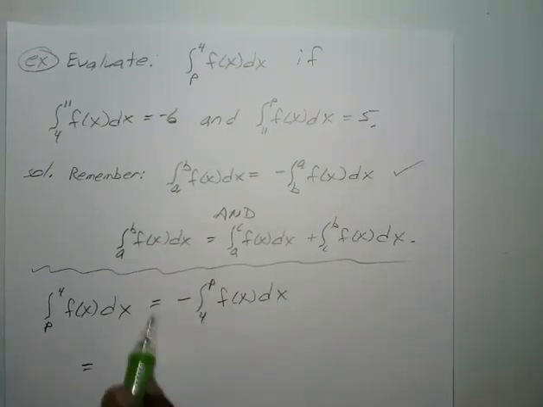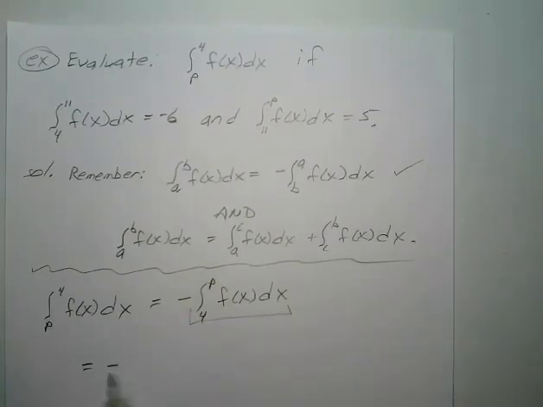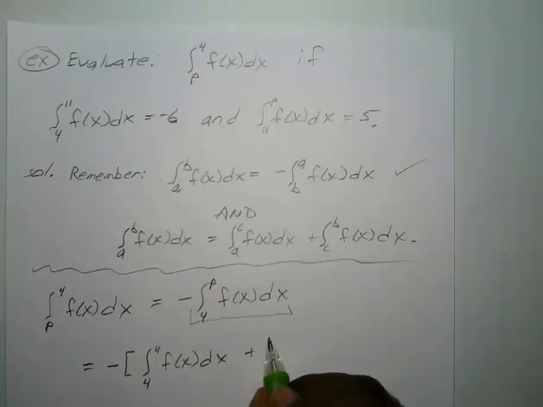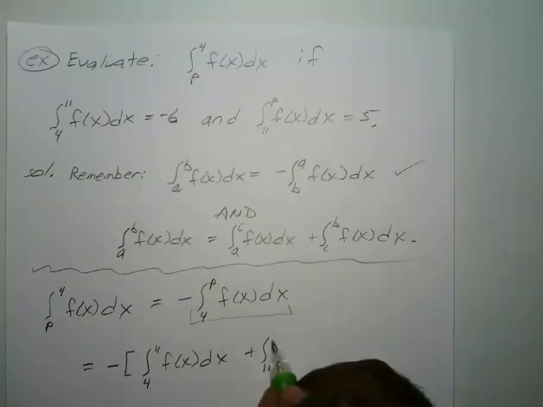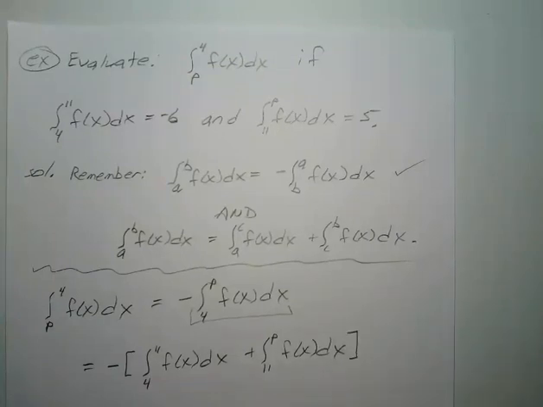So what we're going to do is just kind of move that over a little bit. This is now going to be negative. So we're going to go the integral from 4 to 11 of f of x with respect to x plus the integral from 11 to p of f of x with respect to x. Okay, so all we did, instead of going from 4 to p, we went from 4 to 11, then 11 to p.